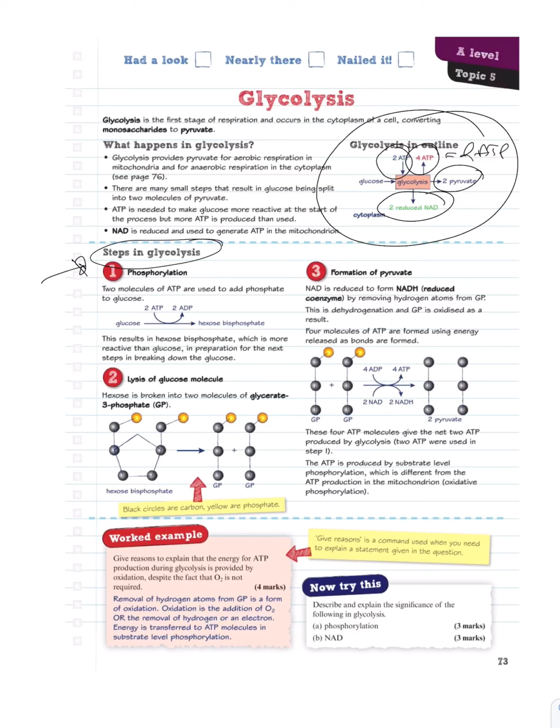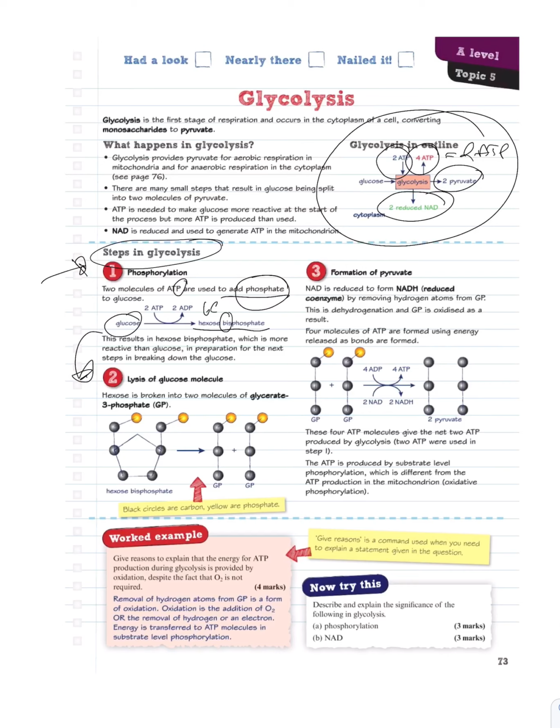So the first step is phosphorylation, and here 2 molecules of ATP are added, so we can use the phosphates from the ATP to make glucose more reactive. What's happening is the glucose is converted to hexose biphosphate. Bi meaning 2, and phosphate is the phosphate that we've added on. So hexose, 6 carbons like we have in glucose, and 2 phosphates added on. This results in hexose biphosphate, which is more reactive than glucose, and that prepares glucose for the next step.